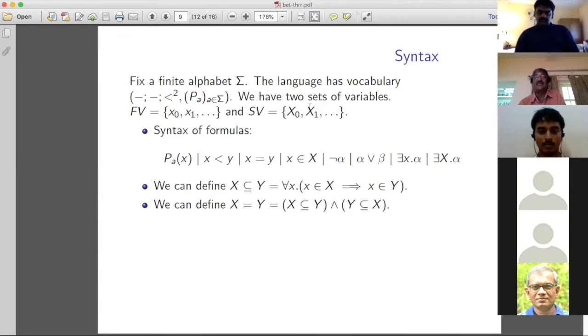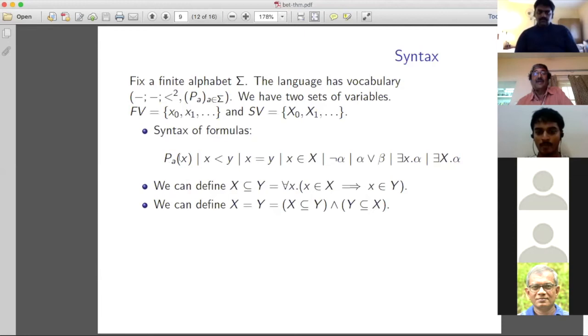And we have two sets of variables, first order variables and second order variables. I'll use normal x, y, etc. for first order variables and uppercase X, Y, etc. for set variables. What is the syntax of formulas? Well, this is a monadic logic, which means that there are only unary predicates. I don't add any arbitrary unary relations at all. I have only unary predicates.